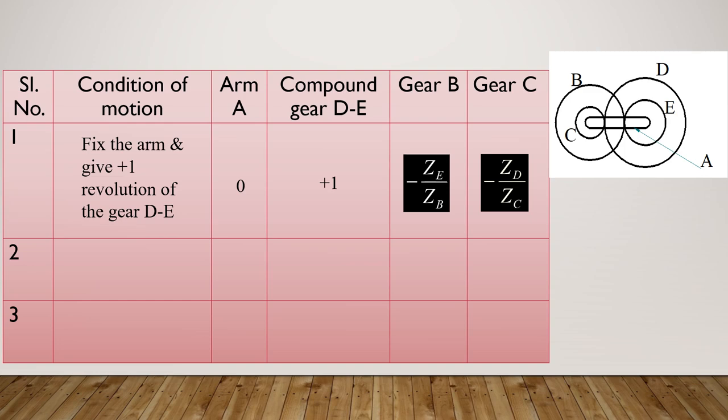The compound gear, you are giving the rotation +1. Gear B will be driven, number of teeth in the driver gear to the driven gear. So gear C again the same, and we'll consider the sense of rotation.